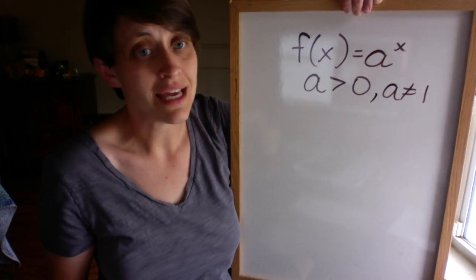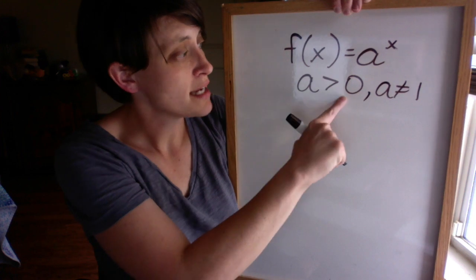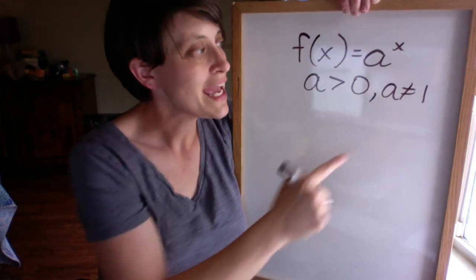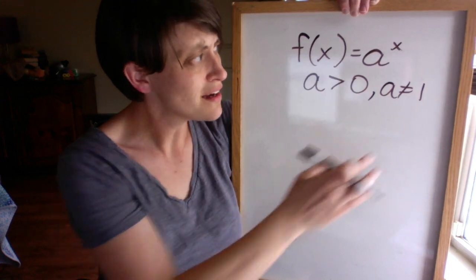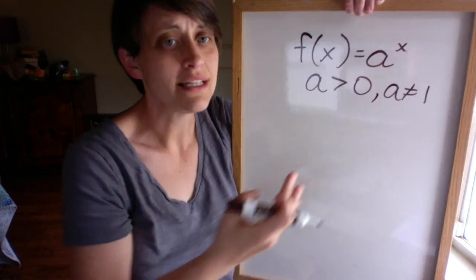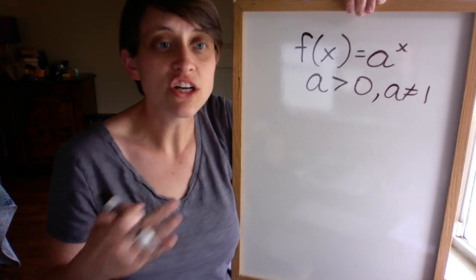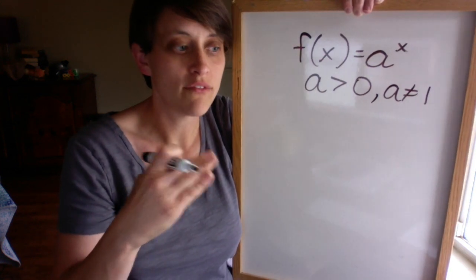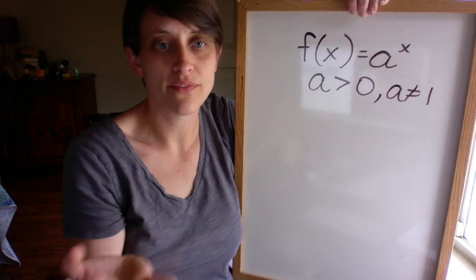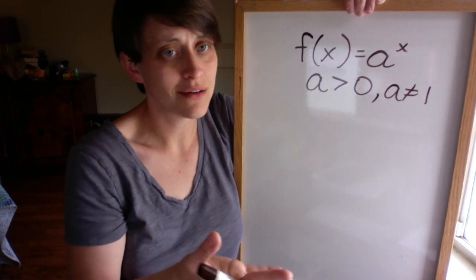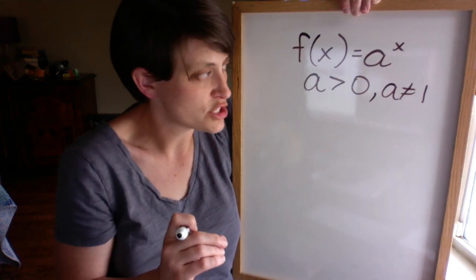A can't just be any number. A has to be positive, and it can't be 1. So the reason why a can't be 1 is because if we had just 1 to the x, we know that 1 to any power is 1. So our function would just have values of 1 all the time. Well, that's not an exponential function, that's a horizontal line. So it doesn't really count as an exponential function.